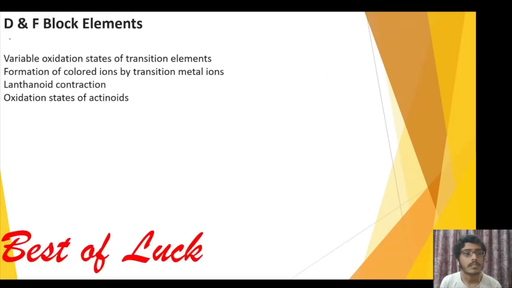Okay, next, finally, the final one is d and f block elements. Now from here questions are either not asked or one question is asked, so this is not that important. However, you cannot afford to miss it, because if questions are asked, they're generally on the easier side and you must be able to do them correctly. Here, you must know the variable oxidation states of the transition elements. Colored ions, this is very important, colored ion formation by the transition metal ions, the lanthanoid contraction and actinoid contraction, and the oxidation state of actinoids.